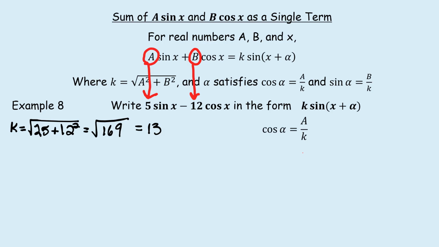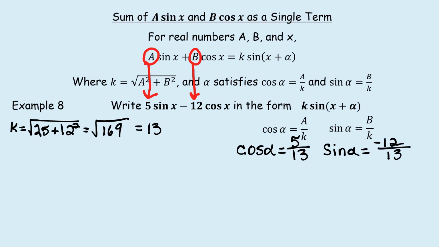We want alpha to be an angle such that the cosine of alpha is equal to a over k. A, remember, is 5. K is 13. So we're trying to find an angle whose cosine is 5/13. And then the next thing we have is that sine alpha is supposed to equal b over k. So we need to find an angle that has a sine of negative 12 over 13.